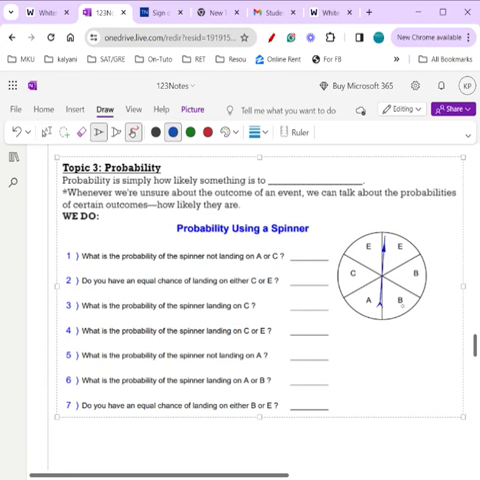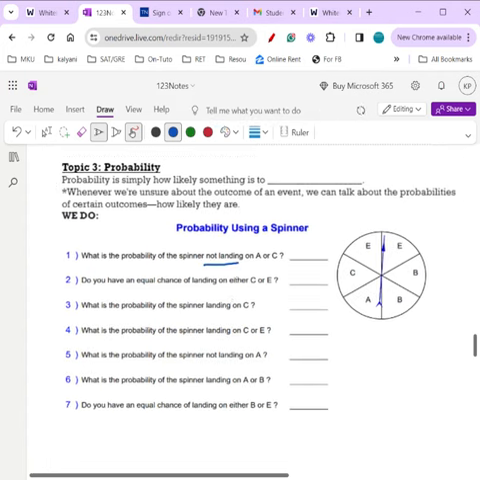But when it comes to this spinner wheel, how do you find it? The first question says, what's the probability of the spinner not landing on A or C? So it's really important: not landing on A or C. Whenever you find the probability, first you count how many there are in total. 1, 2, 3, 4, 5, 6. So we can see 6 spaces. So now, with 6 spaces, that's what you're going to put it out of: 6.